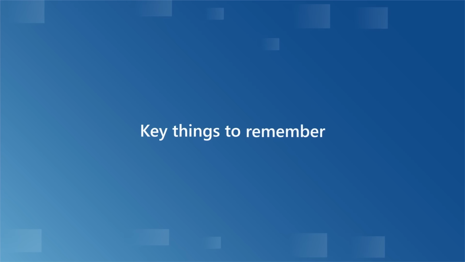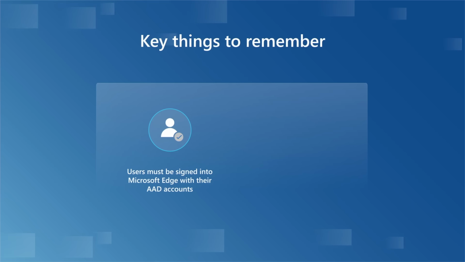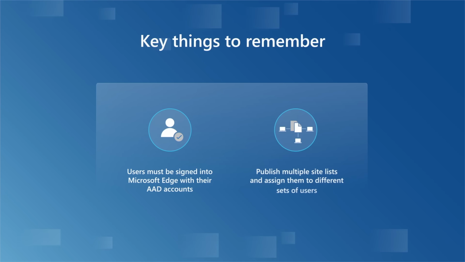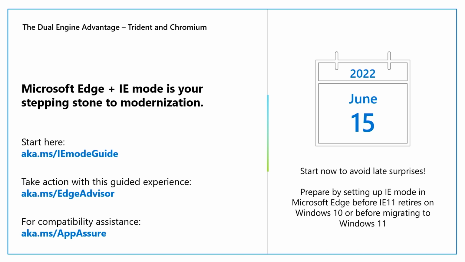Now that we've gone through how to use the new cloud site list experience, let's go over some key things to remember. First, for your users to receive the site list, they will need to be signed into Edge with their Azure AD account. Second, with the cloud site list management experience, you can publish multiple site lists for different sets of users, but users can only receive 1 site list at a time. For more information, please check out our docs page, which outlines all these details and more.